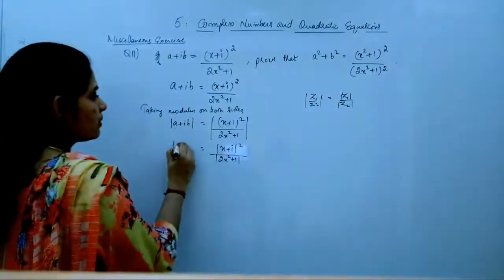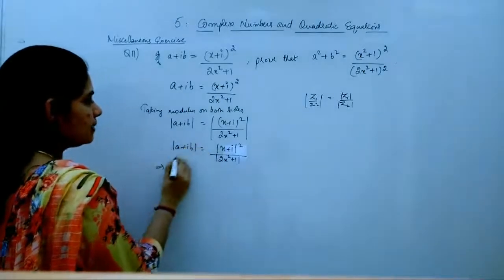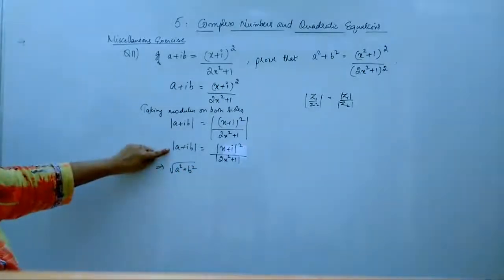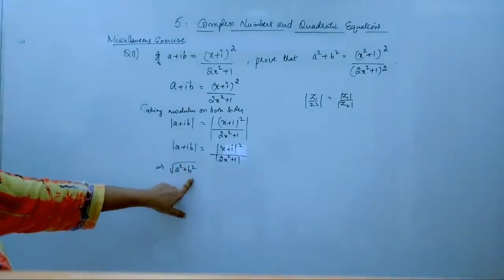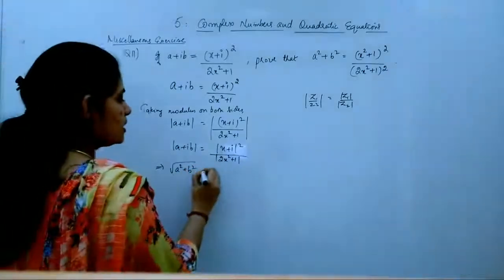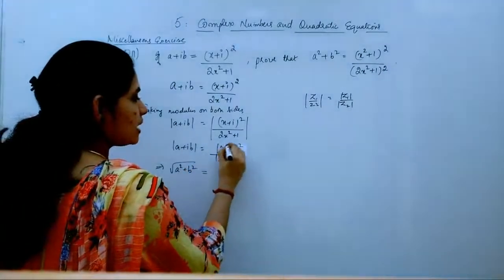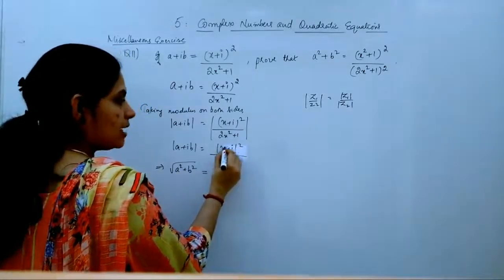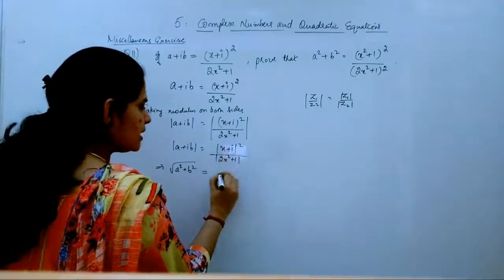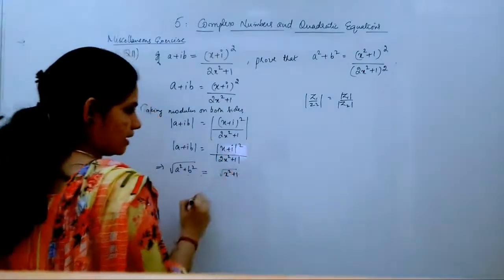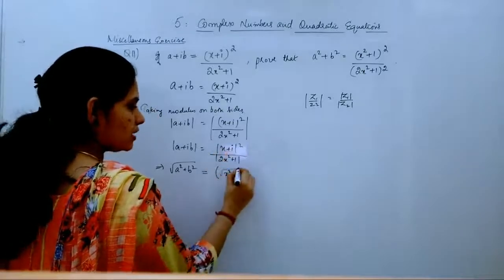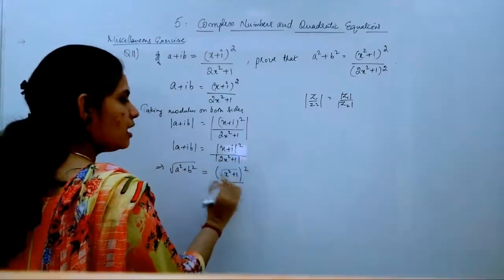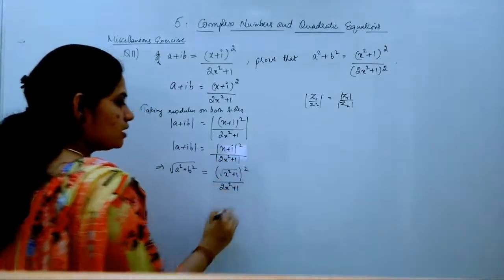Okay, now the left hand side will become root of a square plus b square, that is, the modulus of a complex number is root of the real part square plus the imaginary part square, is equal to, here we are just taking the modulus of x plus i. So here the real part is x and the imaginary part is 1. So you will get root of x square plus 1. But you have the whole square also, so this will become like this, divided by, and since this is a real number only, the modulus will be 2x square plus 1.